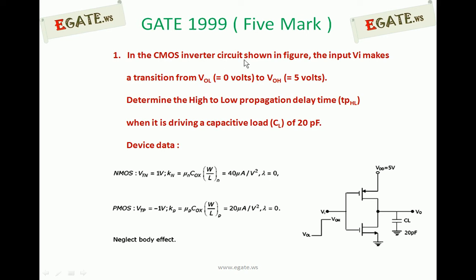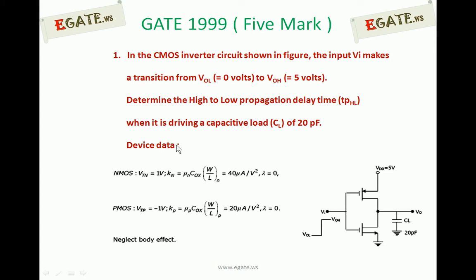In the CMOS inverter circuit shown in the figure, the input Vi makes a transition from VOL to VOH. VOL is 0 volts, VOH is 5 volts. Determine the high to low propagation delay time TPHL when it is driving a load capacitance of 20 picofarad.